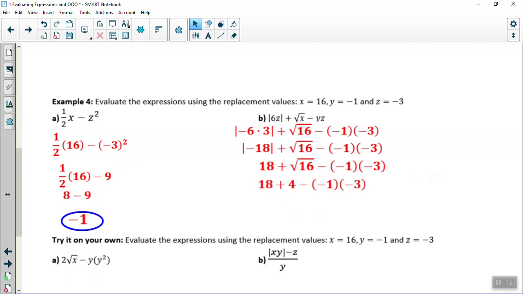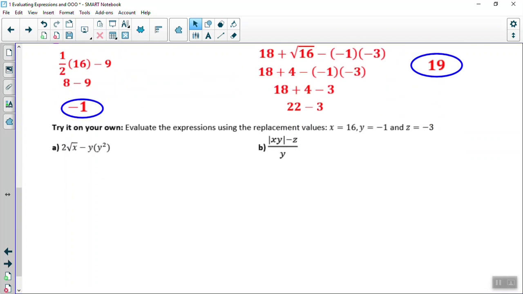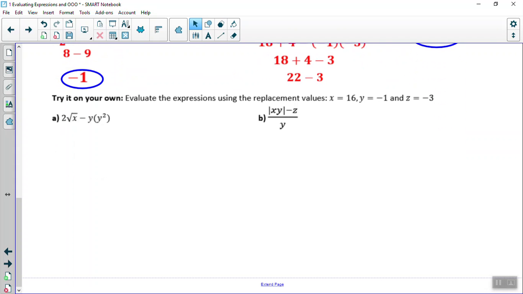So now I've got 18 plus 4 minus negative 1 times negative 3. I've got addition, subtraction, multiplication. Multiplication is what comes next. So negative 1 times negative 3 gives me a positive 3. And then I'll bring everything else down. Now we can take care of the addition and then the subtraction. 18 plus 4 is 22, minus 3 gives us a final answer of 19. Circle our answer.